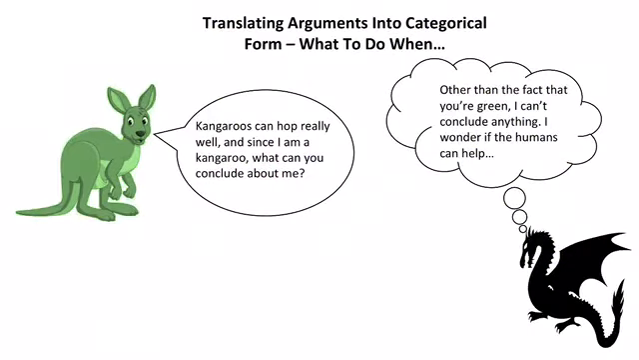So we start off with our little kangaroo here in green, and the kangaroo says, kangaroos can hop really well, and since I'm a kangaroo, what can you conclude about me? And Logic Dragon is thinking, well, other than the fact that you're green, I can't conclude anything. I wonder if the humans can help.